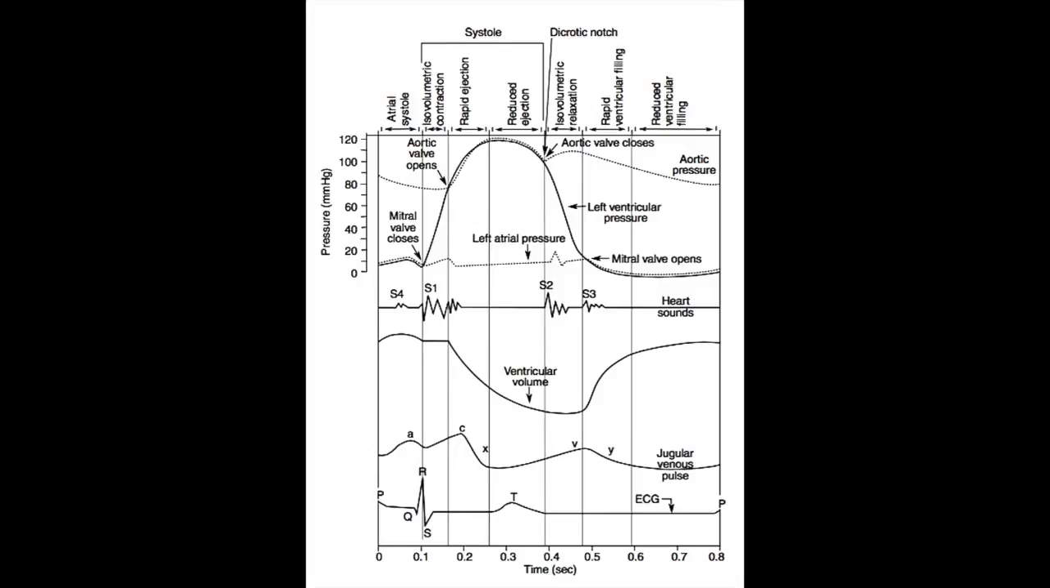After aortic valve closure, the left ventricular pressure drops. And once the left ventricular pressure drops to less than that of the left atrium, you will see rapid ventricular filling, and ventricular volume will then begin to increase. The period of time between aortic valve closure and mitral valve opening is isovolumetric relaxation.